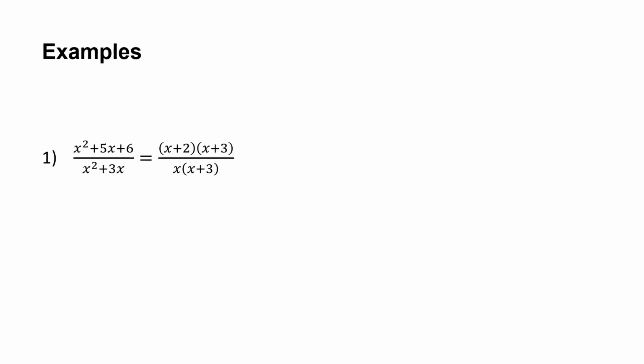So if we look at some examples, we have x squared plus 5x plus 6 divided by x squared plus 3x. If we take the top, we can factorize this into 2 brackets of x plus 2, x plus 3. And then the bottom, we can take out a factor of x and then a bracket of x plus 3, which we can then simplify because we have an x plus 3 on the top and an x plus 3 on the bottom. So these cancel out and give us an answer of x plus 2 over x.